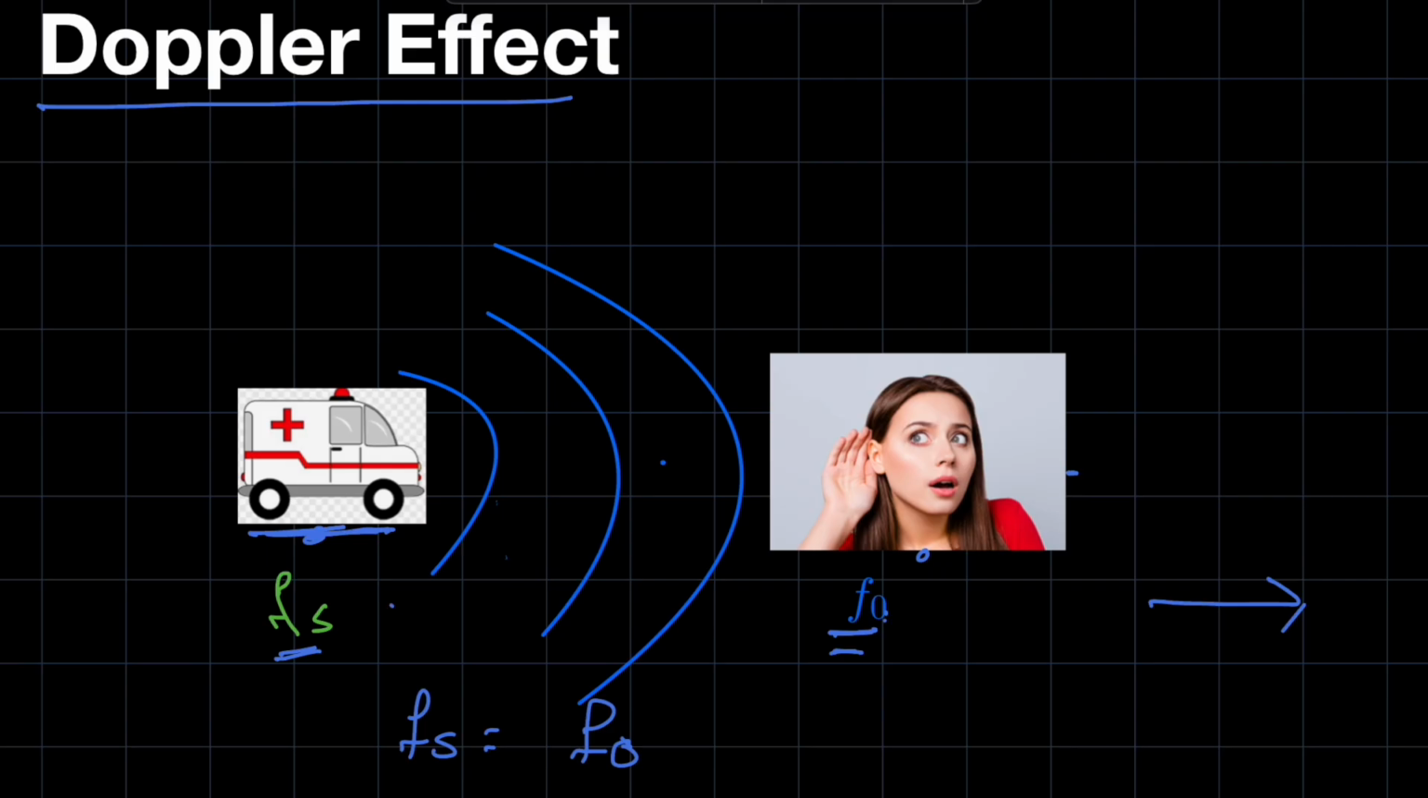If the source of sound is approaching, we have higher frequency, and if the source of sound is moving away from the listener, at that time we have lower frequency. For example, the ambulance is at rest. In this case, the frequency of the sound Fs is equal to the frequency of the sound we receive, which is called Fo. O stands for observer and S stands for source.